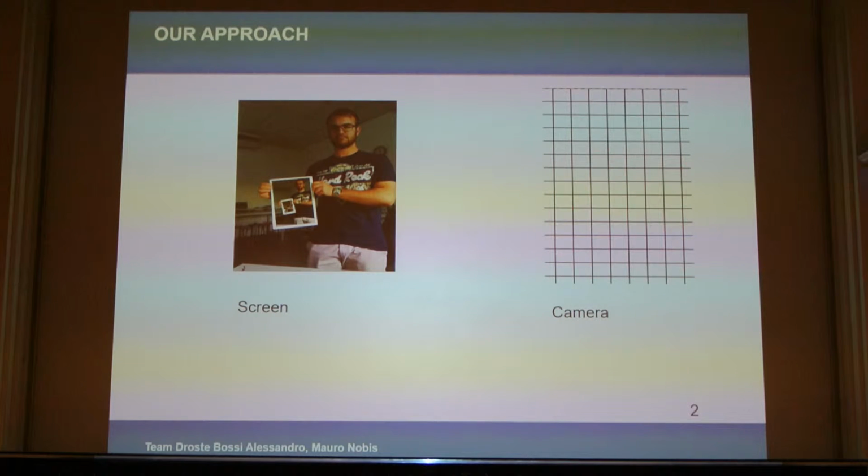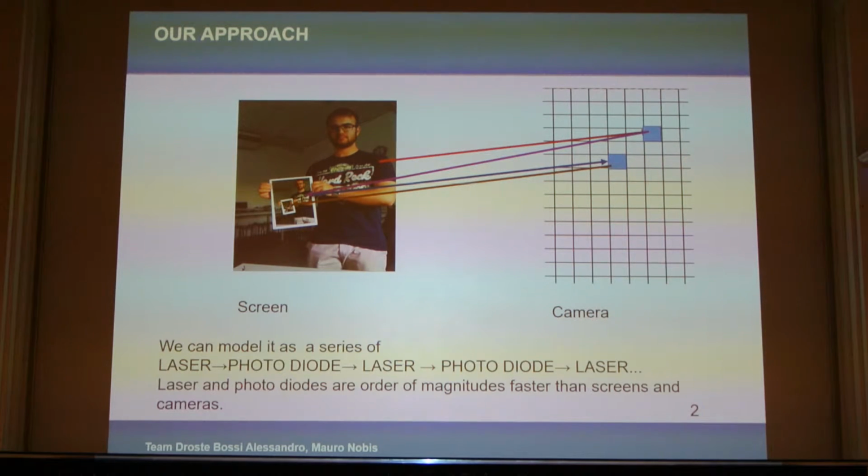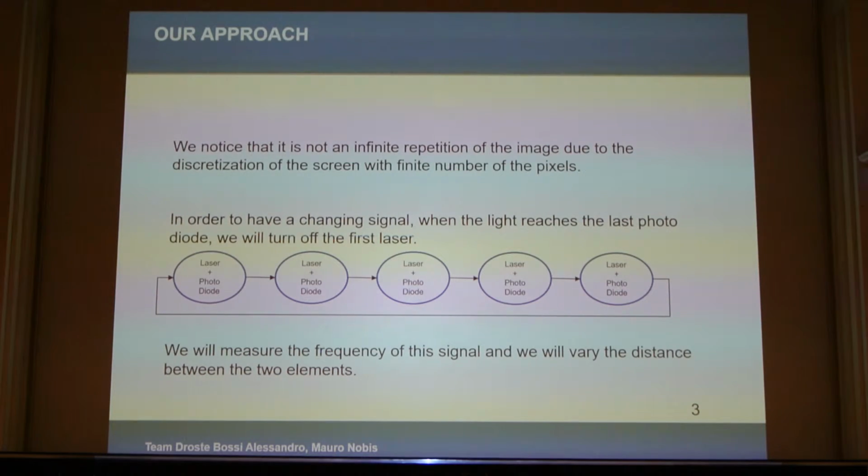We noticed that every point on the screen corresponds to a point on the camera. That point on the camera will be activated, which in turn will activate a point on the screen, which in turn will activate a point on the camera, and so on. Therefore, we will have a series of lasers and photodiodes. And we noticed that lasers and photodiodes are orders of magnitude faster than screens and cameras. But we also noticed that it is not an infinite repetition of images, because there is a discretization of pixels in the screen.